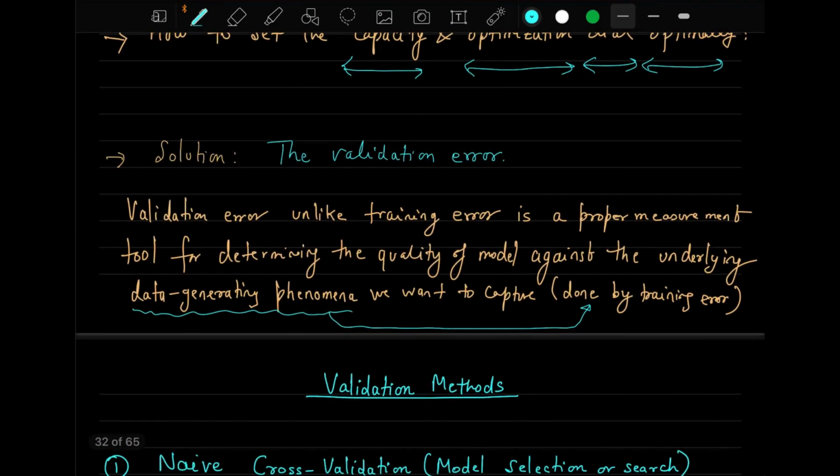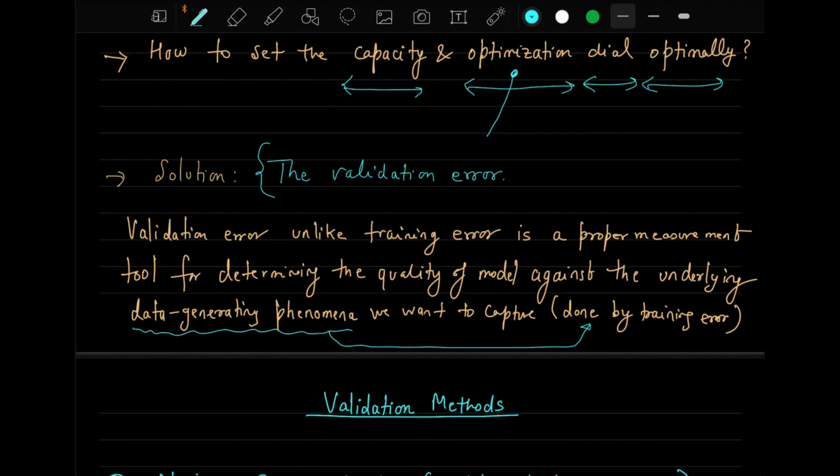The solution for this, that is, to set these optimization and capacity dials optimally, is the validation error. We have to use validation error to do this task. And what is validation error? Unlike training error, validation error is a proper measurement tool for detecting the quality of the model. As we were discussing, and as the student also asked, what we want to achieve is to determine the quality of the model, like which alpha you want, to properly fit that data and avoid overfitting or underfitting against the underlying data generating phenomena we want to capture.